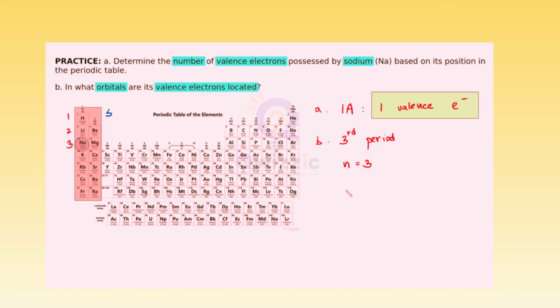So we are going to add 3, and then as we know, sodium is in the s block, so we are going to add s to it. That means the orbital of that valence electron is 3s. Based on our answers, we may conclude that the correct answer to the multiple choice question is A. Sodium has one valence electron because it's in group 1A, and its valence electron is in the 3s orbital because it's in period 3 and the s block.